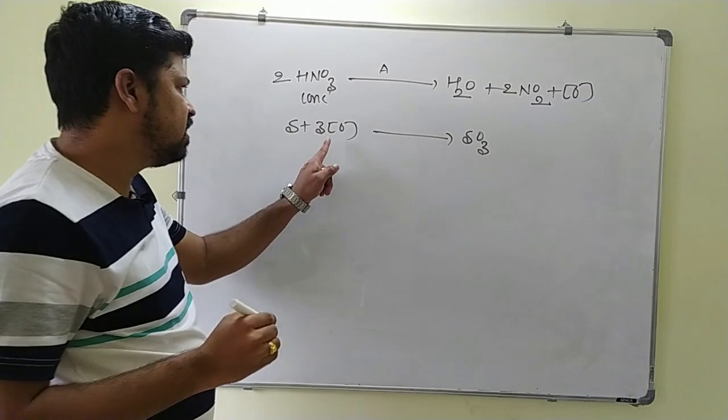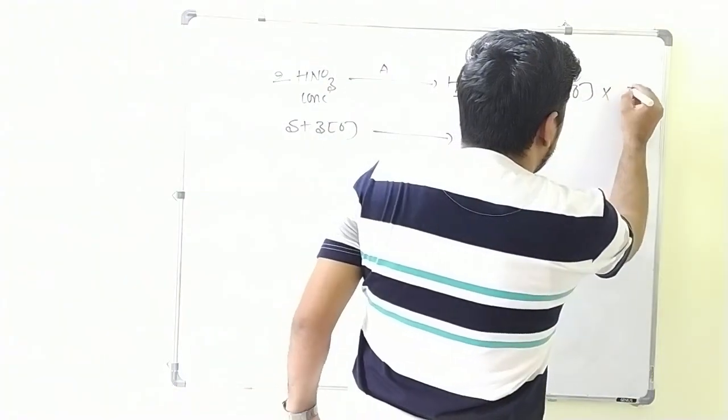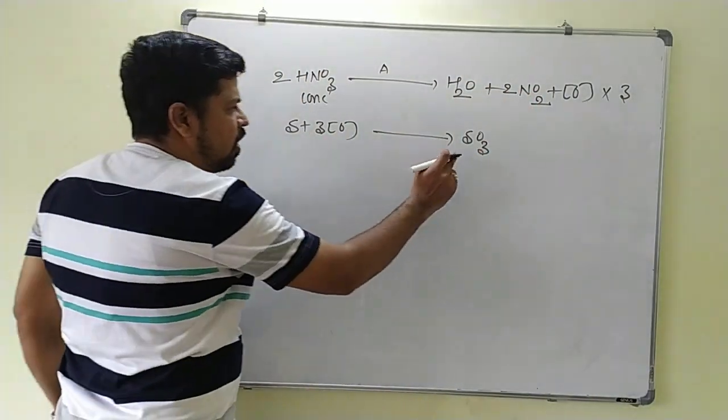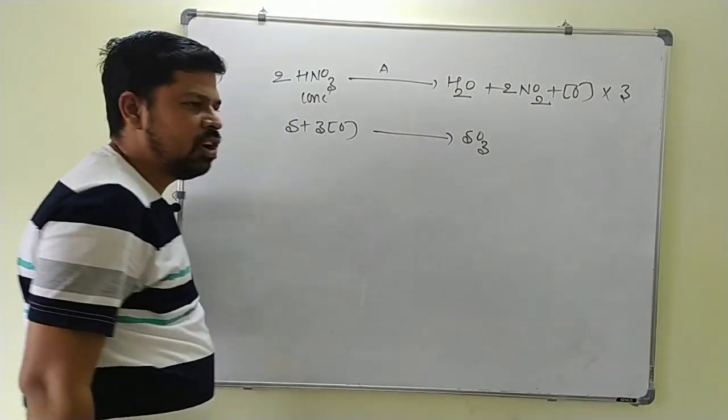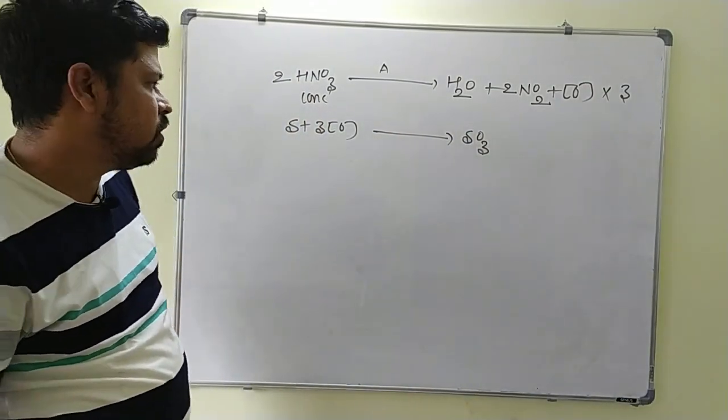So in order to balance this nascent oxygen, 3 oxygens are utilized here. Here only 1 is coming outside. So it is multiplied with 3 so that you can cancel easily here. Next, already we know that sulfur trioxide is a non-metal oxide, which on dissolving in water gives what? Oxoacid, that is H2SO4.